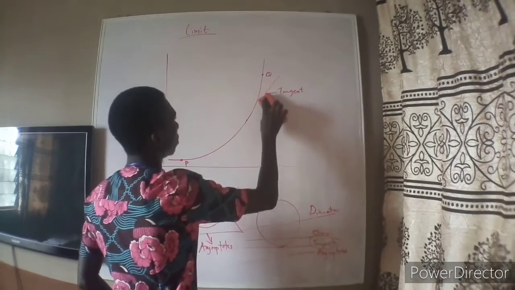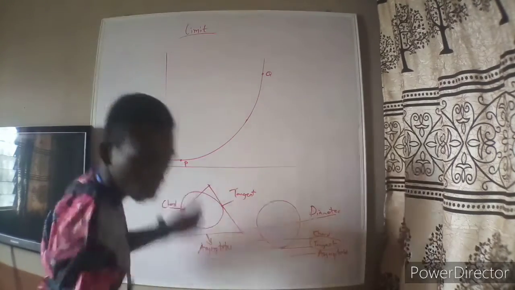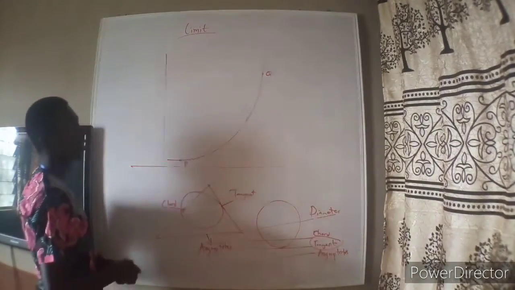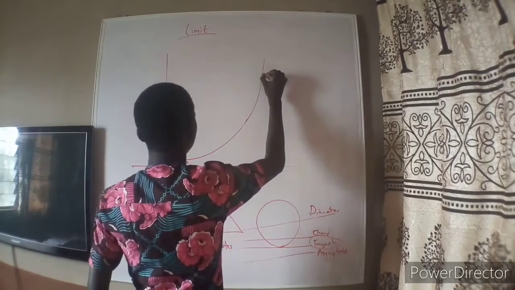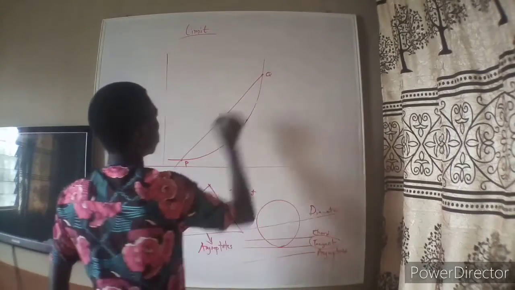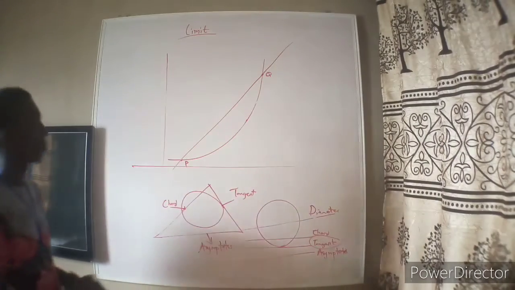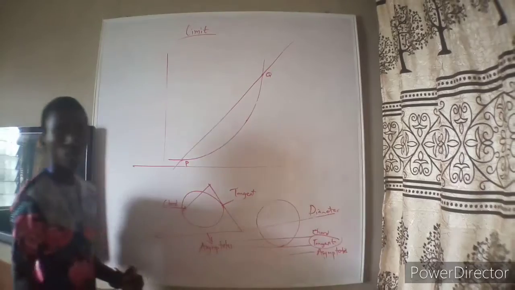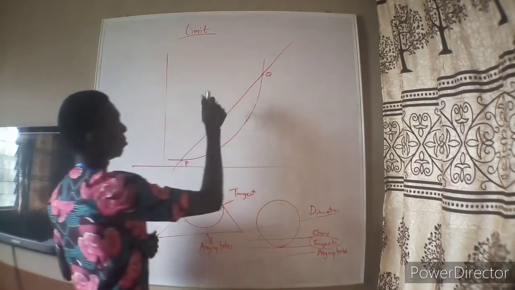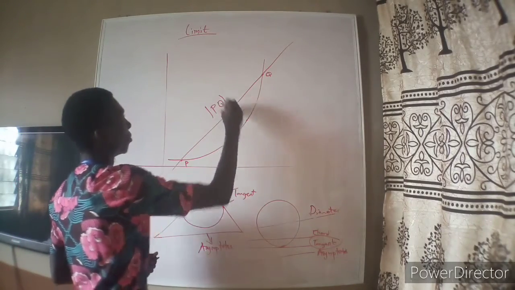Now let's come back to limit. Let's assume these two points are joined together. Okay, I think it's quite perfect. Now this is point P, this is point Q. They are not together. So this line is line PQ.